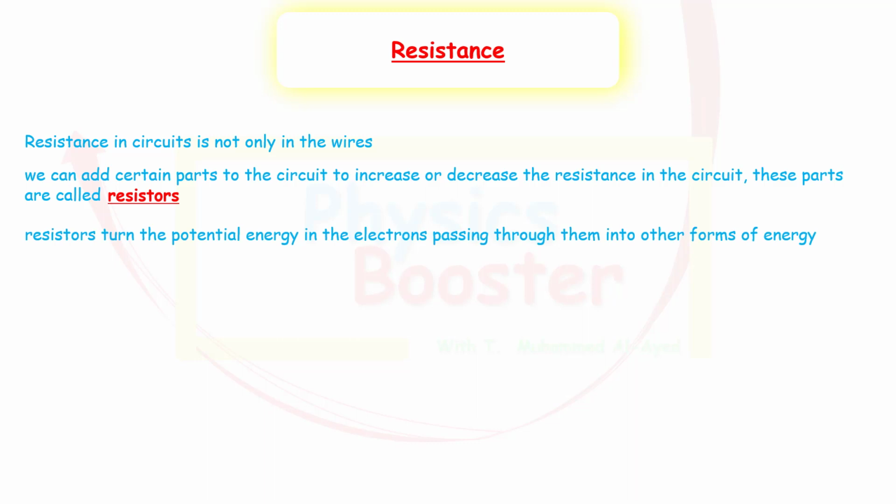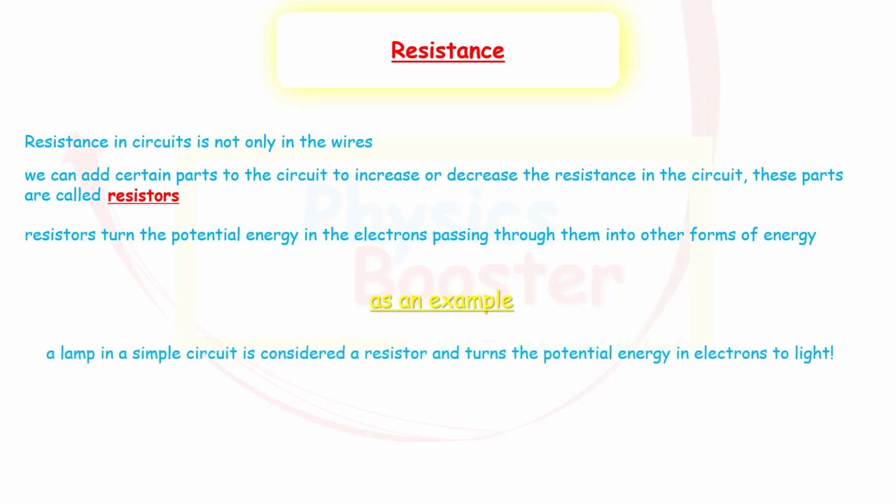The resistors turn the potential energy inside the electrons passing through them into other forms of energy, mostly heat. But other examples, such as a lamp, are also considered resistors. Why? Because it transforms the energy carried by the electrons passing through it into light, which is a form of energy. So not all resistors transform energy into heat. Some of them transform it into light, some into sound, and so on. And as we said, other types of resistors change energy into heat.